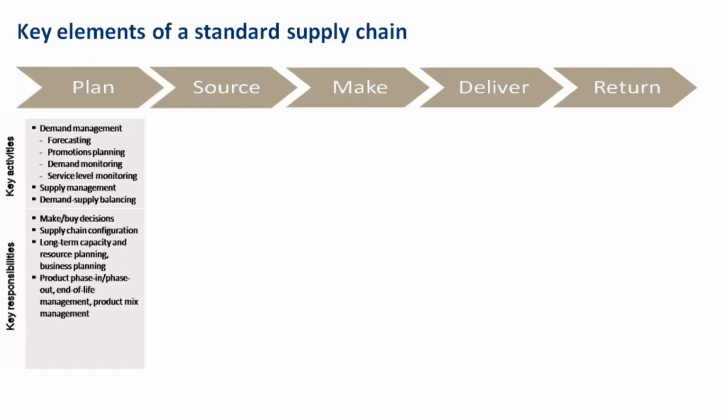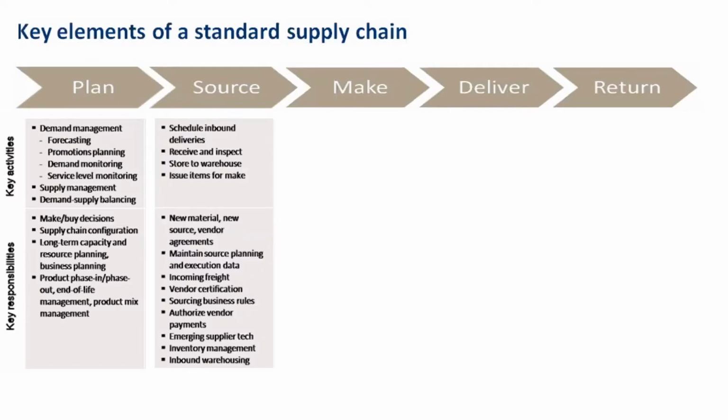Under key responsibilities of plan, we have make and buy decisions, supply chain configuration, long-term capacity and resource planning, business planning, product phase in, phase out, end of life management, product risk management. Under source key activities, we have schedule inbound deliveries, receive and inspect, store to warehouse, issue items for make. Under key responsibilities of source, we have new material, new source, vendor agreements, maintain source planning and execution data, incoming freight, vendor certifications, sourcing business rules, authorized vendor payments, emerging supply, inventory management, in-house or inbound warehousing.